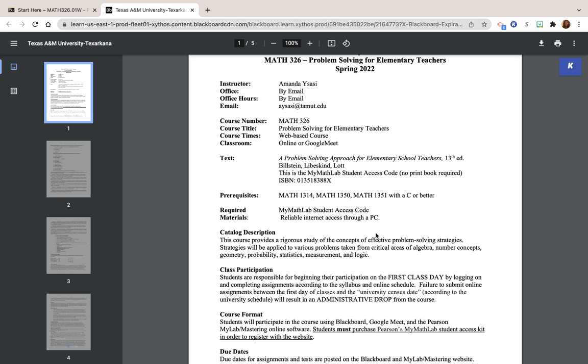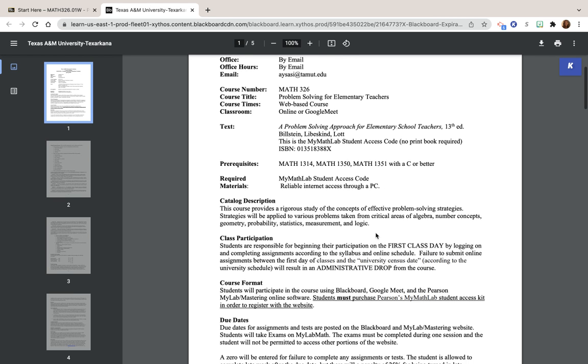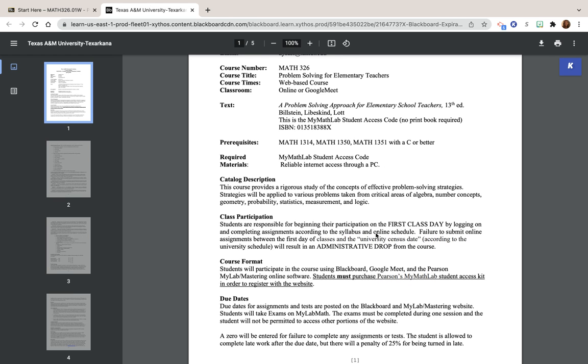So we are going to go over problem solving strategies and learn more about problem solving and manipulatives in class. You need to make sure that you're participating on the first class day by logging in and completing assignments according to your syllabus and online schedule. We will be using Blackboard, Google Meet, and Pearson MyLab Mastering online software.